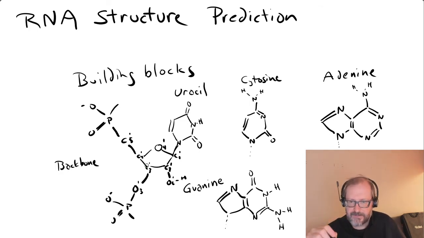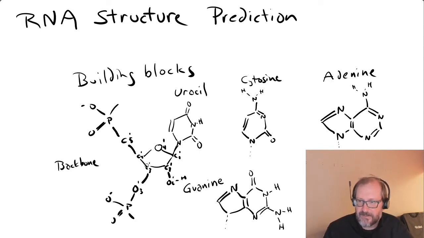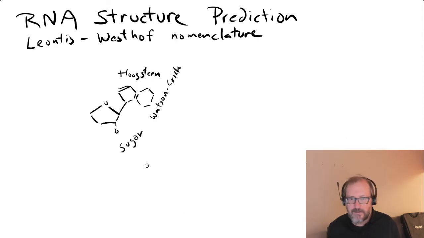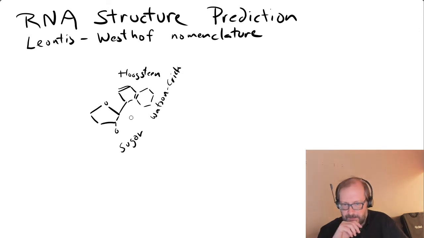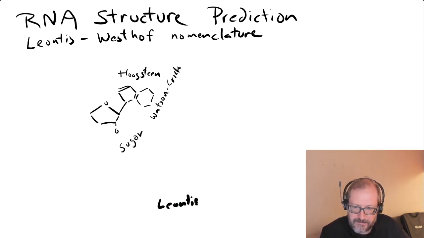And of course, you should know that uracil and cytosine are pyrimidines, and adenine and guanine are purines, right? And in a second, we'll talk a little bit about how these can interact with each other in canonical and non-canonical base pairs. So a nucleic acid residue has three so-called edges under the Leontis and Westhof nomenclature.